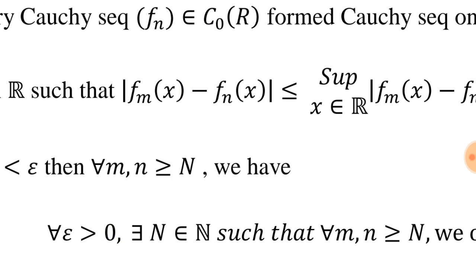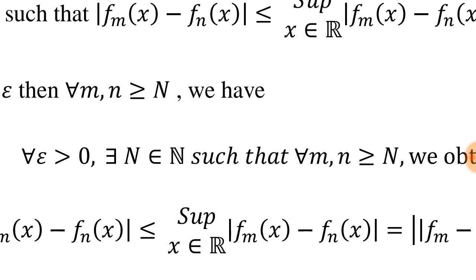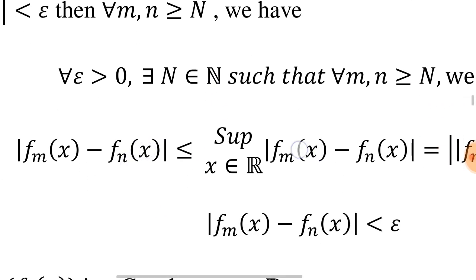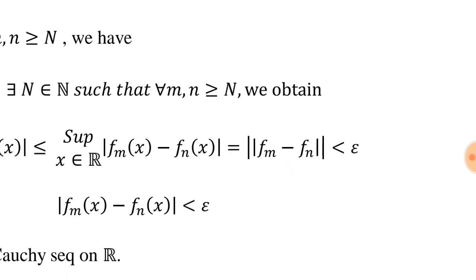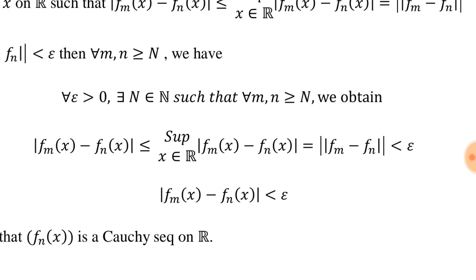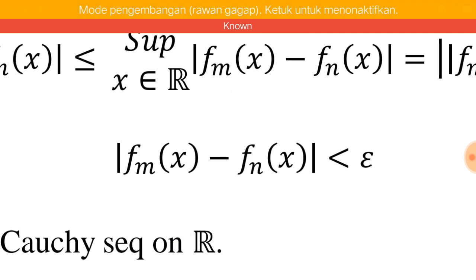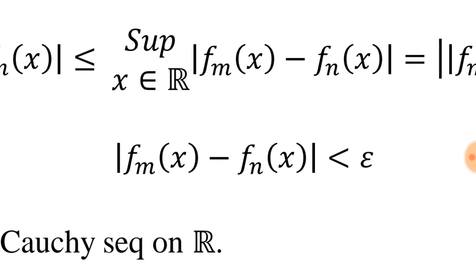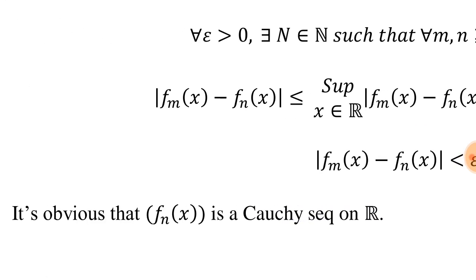Then, for every m and n greater than or equal to capital N, and for every epsilon positive, we obtain this, less than epsilon. So based on this inequality, we have the absolute value of f sub m of x minus f sub n of x is less than epsilon. Therefore, it's obvious that f sub n of x is a Cauchy sequence on R.